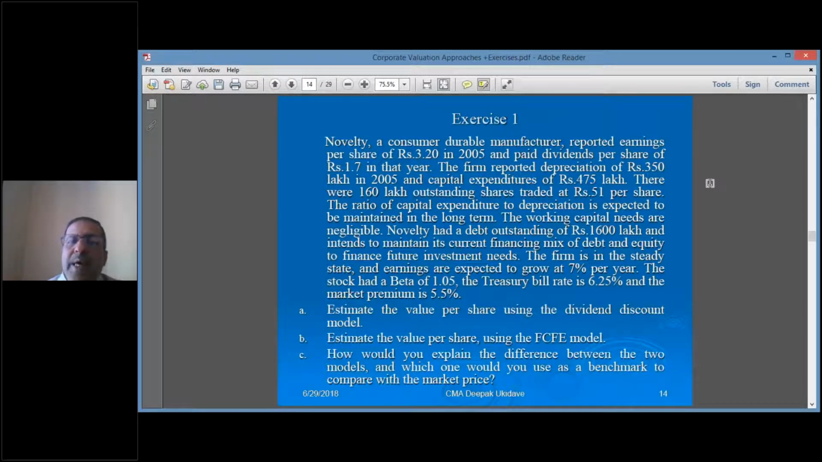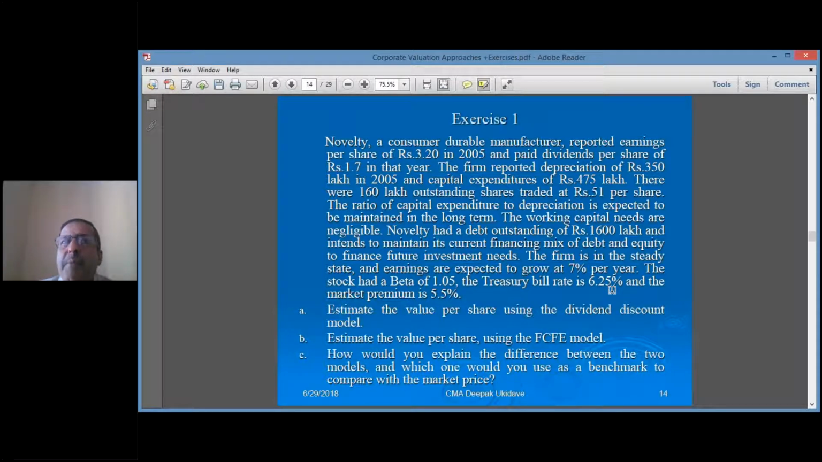So you have a debt outstanding rupees 1600 lakhs and you want to maintain the same mix of debt and equity. Firm is in the steady state and earnings are expected to grow at 7% per annum. So G is given as 7%. Stock had a beta of 1.05. Treasury bill rate is 6.25. All of you understand why this T-bill rate is given. T-bill rate is RF, risk-free rate of return.